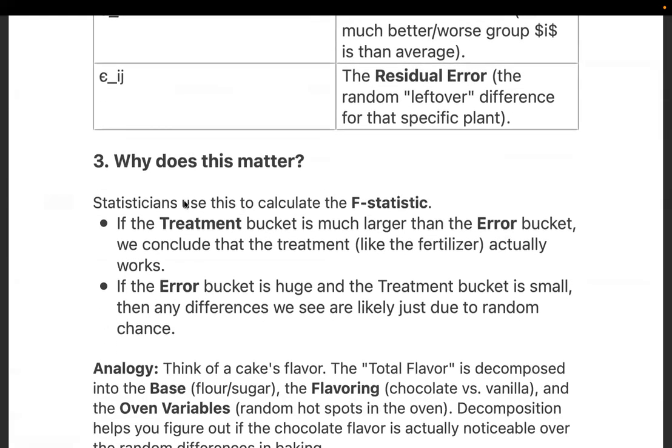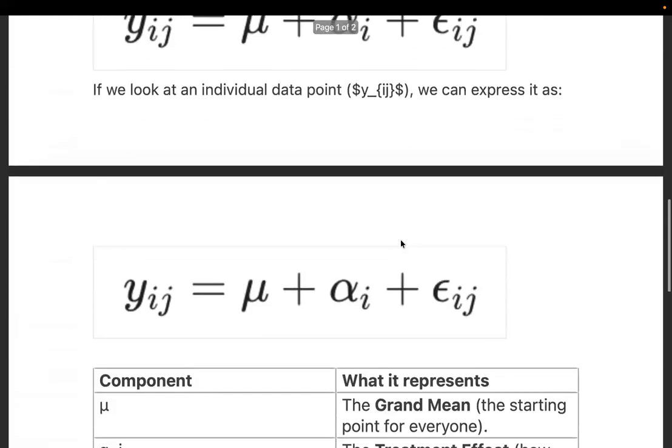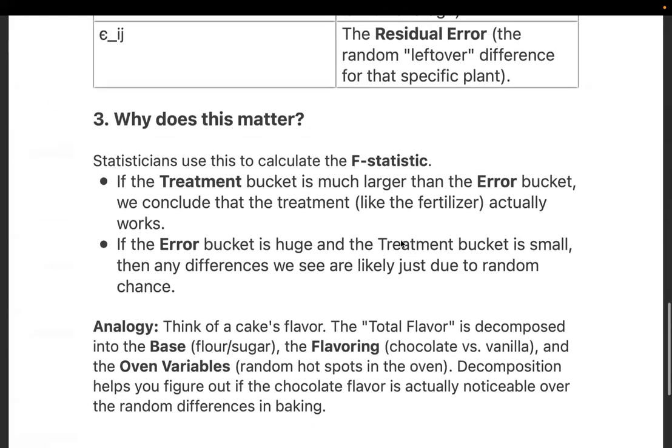Why does it matter? This idea is used to calculate something called the f-statistic, which will come next. The t-statistic is for two groups. When there are more than two groups, the t-statistic doesn't work. We need the f-statistic.